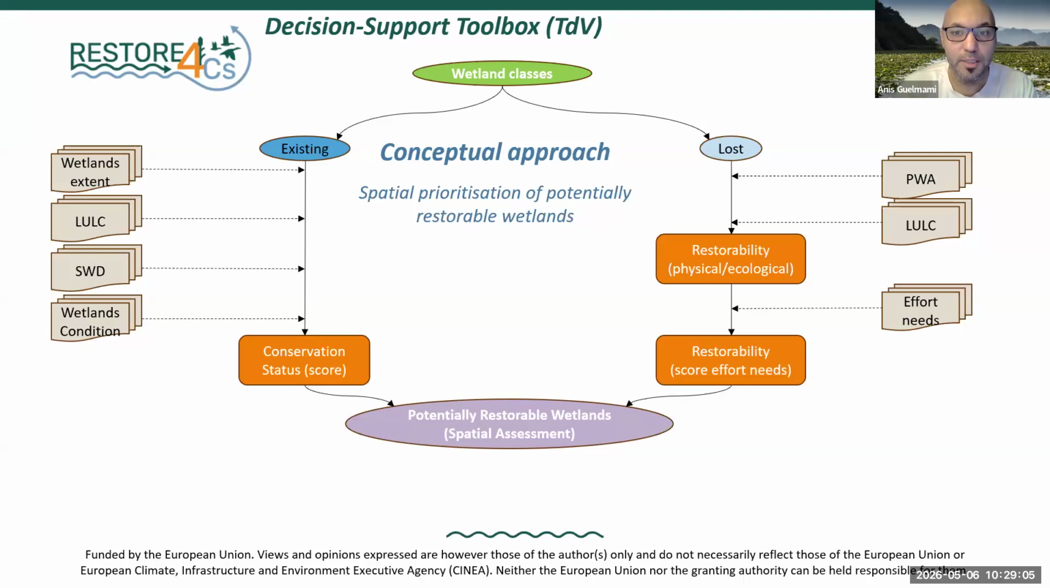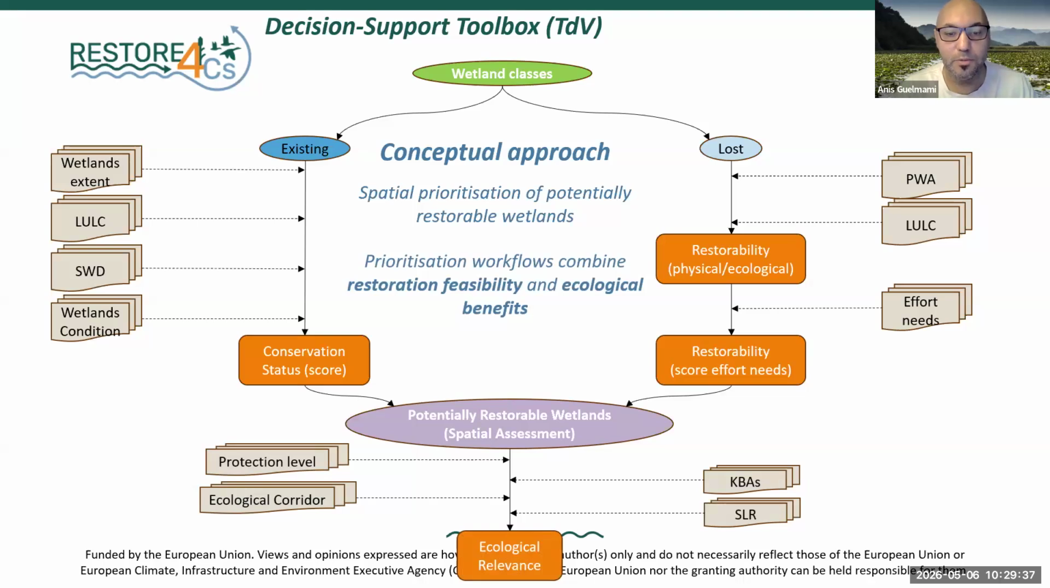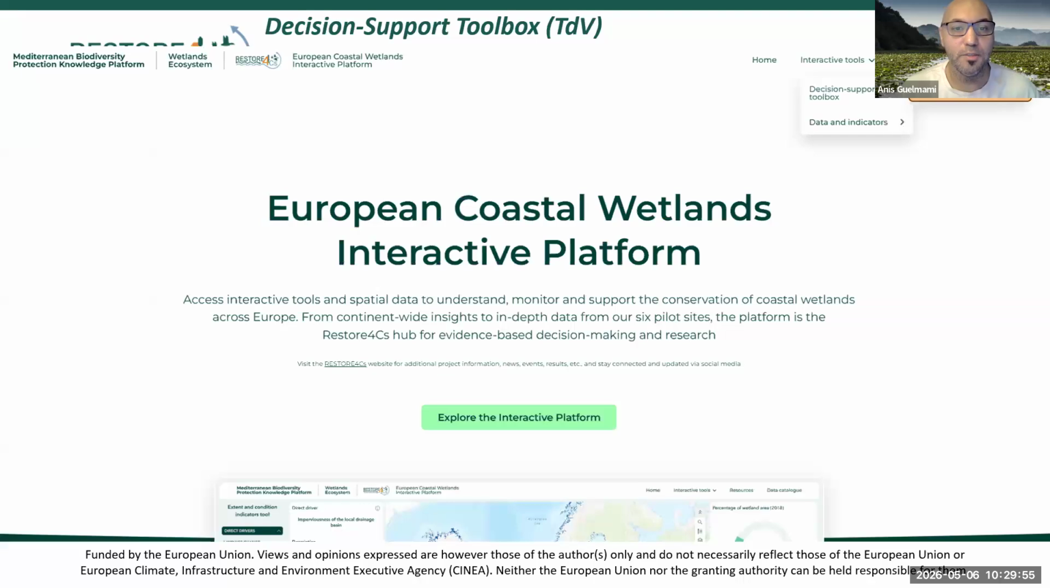And also we have been looking at the lost wetlands that have been converted into other types of land uses, and this was developed through the mapping of potential wetland areas combined with the current land use, land cover information. Then we assessed the effort needed to recover or to regenerate these lost wetlands with restoration efforts. And this has also been integrated into the framework with the prioritization by adding, for example, the information on the key biodiversity areas, ecological corridors, protection levels, sea level rise, etc., in order to have better prioritization of the opportunities for wetlands restoration in coastal zones in Europe.